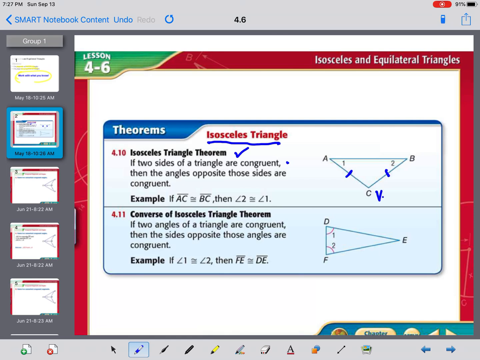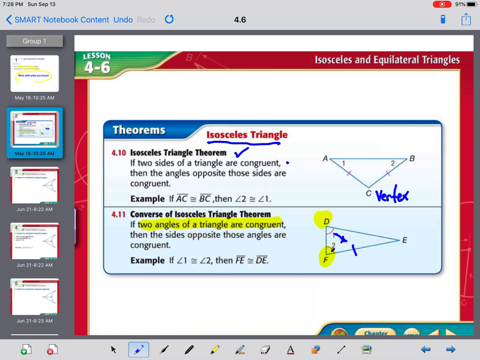Now, the isosceles triangle theorem says, you can see that here, if two sides of a triangle are congruent, then the angles opposite those sides are congruent. If these are the two congruent sides, then this is the vertex angle, and these two are base angles, so they're congruent. They're saying if the two sides are congruent, then the angles across from them, or opposite of them, are congruent. But that's the gist of it.